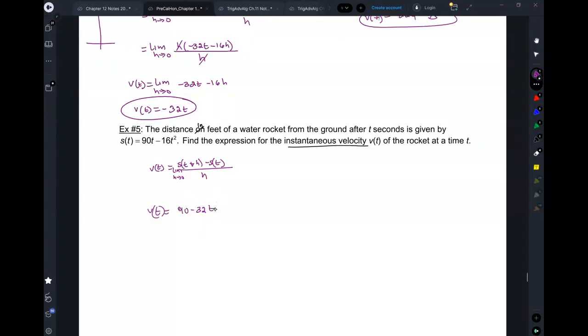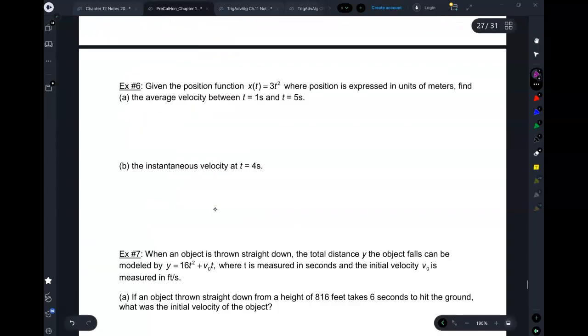Awesome. So this is at any time t, and then if you wanted to find it at a specific time, you would plug it in. Oh, that was the timer I had set for you guys. Okay. Given the position function here, now it's x of t, where the position is expressed in units of meters, find the average velocity.